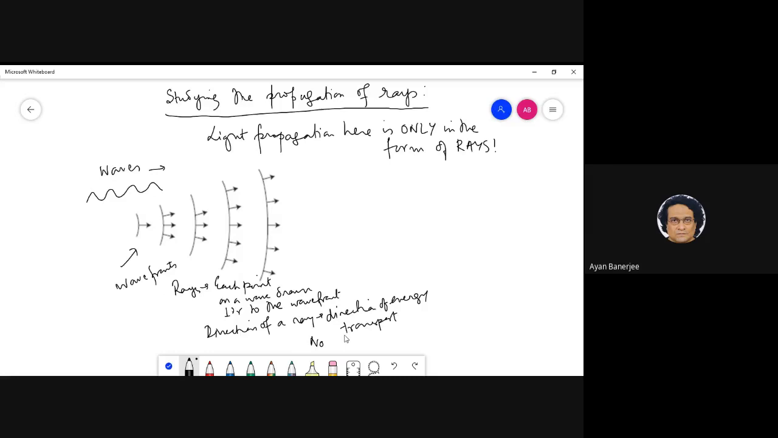How do I reconcile this? I can actually drop this definition and just say that the direction of energy transport is the ray, because in homogeneous media that direction is perfect. But typically, yes, you're right.